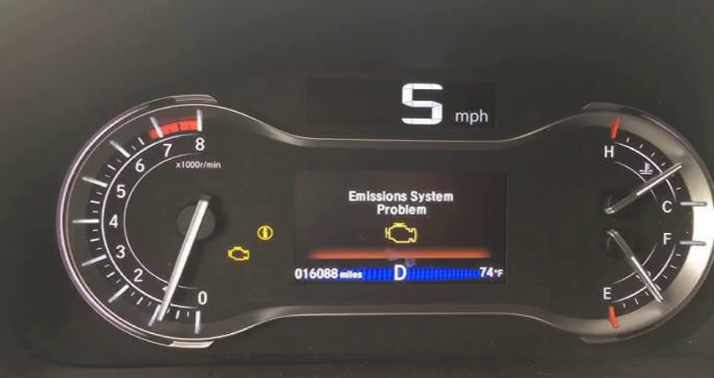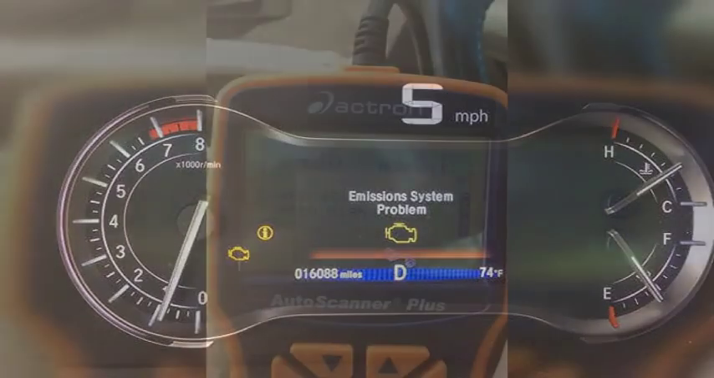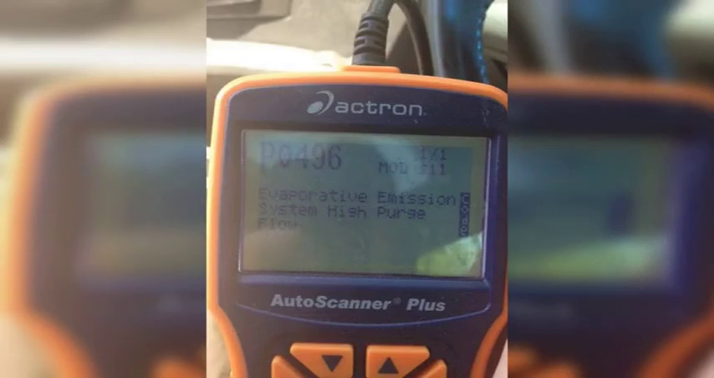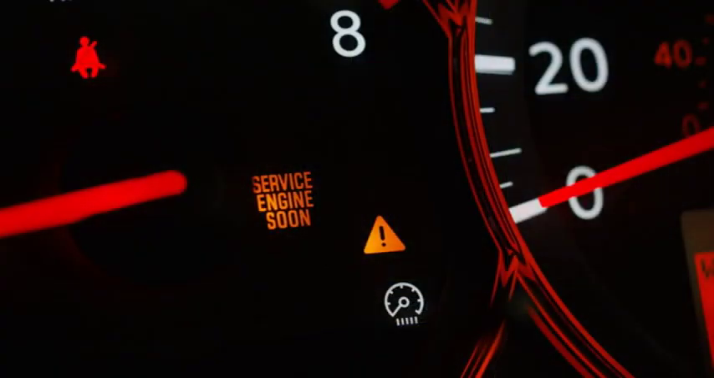The first step in diagnosing code P0443 is to understand what it means. This code indicates that there is a problem with the evaporative emission system, EVAP, purge control valve circuit. The EVAP system is responsible for preventing fuel vapors from escaping into the atmosphere. The purge valve is a key component of this system, and it opens and closes to allow fresh air into the system to purge the fuel vapors.